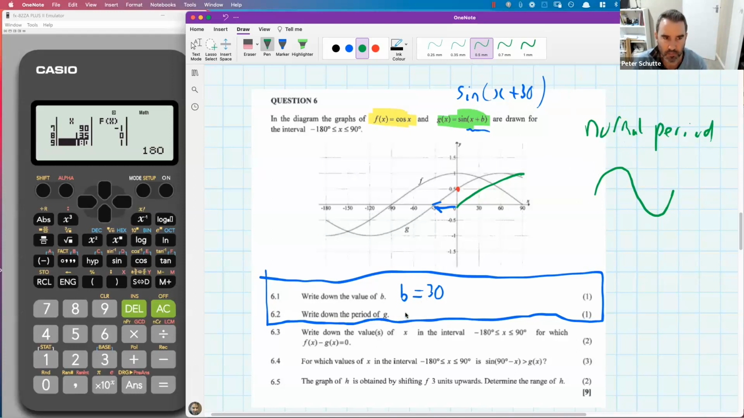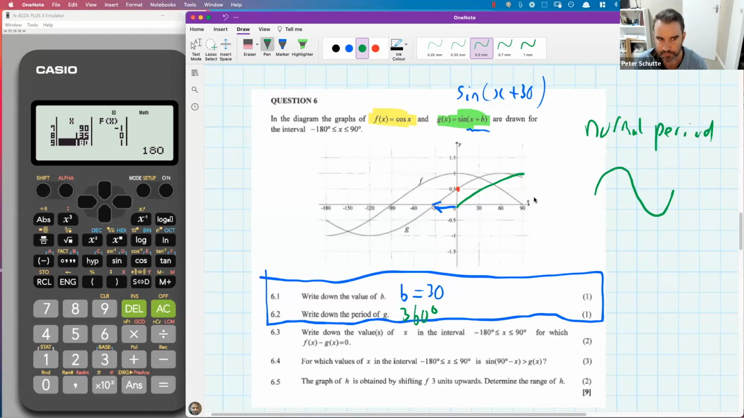So, Morgan, I agree with you. The period of this graph, because it's a sine graph, and the only thing that's changed is it's had a horizontal shift. The period has not changed. And so the answer for 6.2 would be that the period of the graph G is going to be 360 degrees.